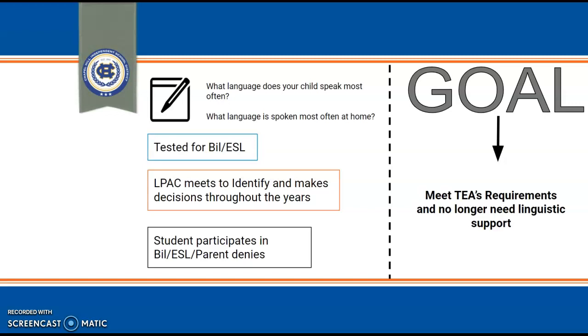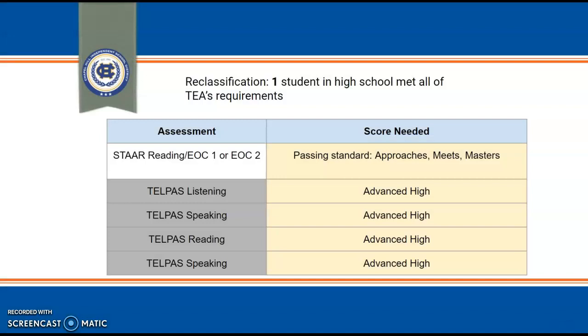For elementary age students, parents have 3 options: bilingual, ESL, or the parent can actually also deny services. For secondary, there are 2 options: either ESL or the parent denies the ESL program. Ultimately, no matter what route the parent chooses, the goal for both of those programs is to meet TEA's requirements to no longer be an English learner and no longer need that linguistic support.